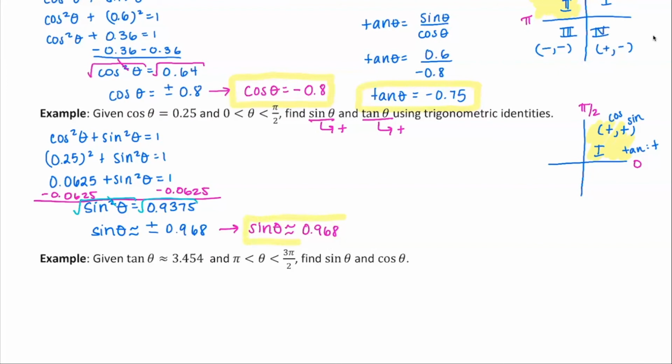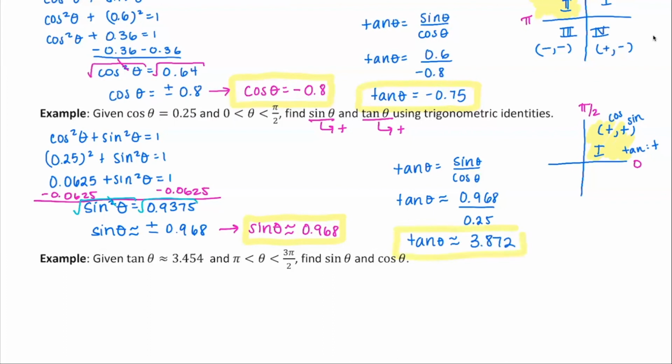And now I can use my sine and cosine to find tangent. Remember, tangent is sine of theta over cosine of theta. So tangent is going to be about 0.968 divided by 0.25. Let's type it into my calculator. 0.968 divided by 0.25 is about 3.872. And so that will be the value of my tangent function.